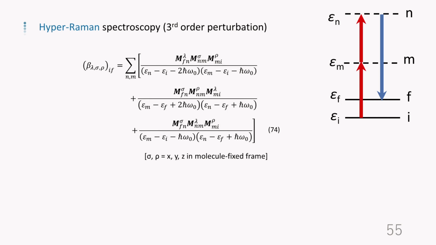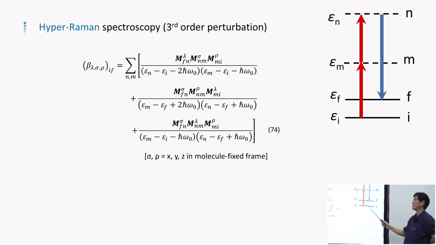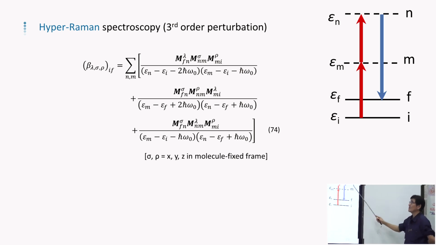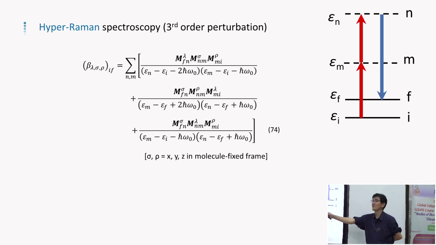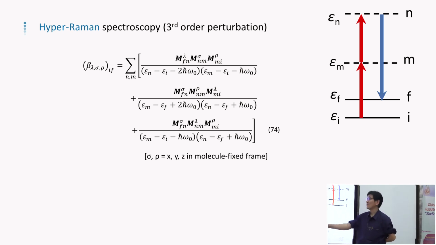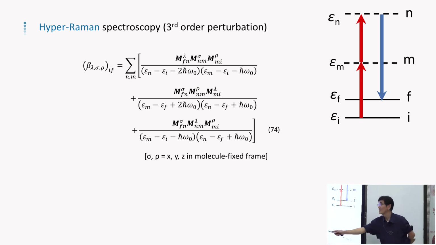And, sorry, a few pages, probably two pages. On the fifth day, I explained Hyper-Raman spectroscopy. This is similar to Raman scattering, but in this case, this is a third-order perturbation. So this is a two-photon excited scattering process. First perturbation, second perturbation, third perturbation. So this is third-order perturbation. And the Hyper-Raman tensor is given in this way. Again, sigma rho is xyz in the molecular fixed frame.